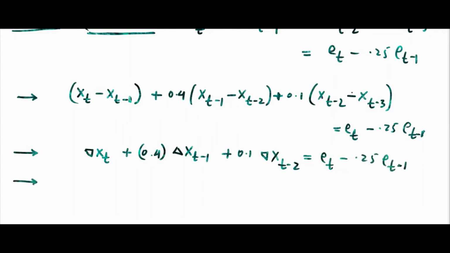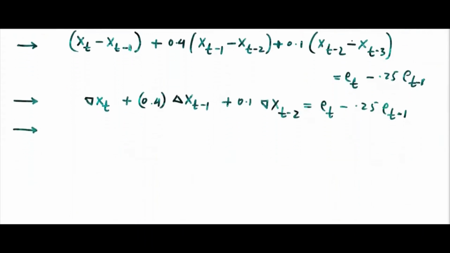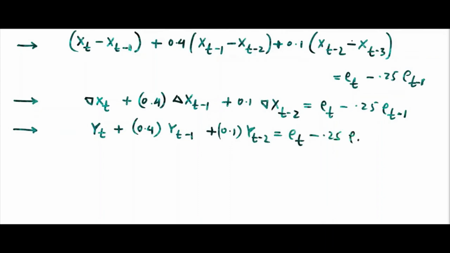Then what will happen? If you consider this time series, if you are not comfortable with delta xt, you can term it yt, another time series. Okay, just change the notation. Yt plus 0.4 yt minus 1 plus 0.1 yt minus 2 is equal to et minus 0.25 et minus 1. Okay, if you predict here the value of yt plus 1, from y you can go to x later. We'll see that. But what are the values of p, d, q? These we are finding here.